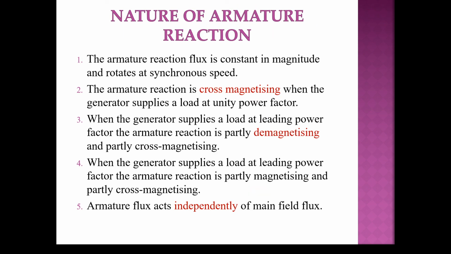Now let us see the nature of armature reaction, that is when it is cross magnetizing and when it is demagnetizing. Armature reaction flux is constant in magnitude and rotates at synchronous speed, and it is cross magnetizing when the generator supplies a load at unity power factor. When the generator supplies a load at lagging power factor, armature reaction is partly demagnetizing and partly cross magnetizing. When the generator supplies a load at leading power factor, armature reaction is partly magnetizing and partly cross magnetizing. Armature flux will act independently of main field flux.